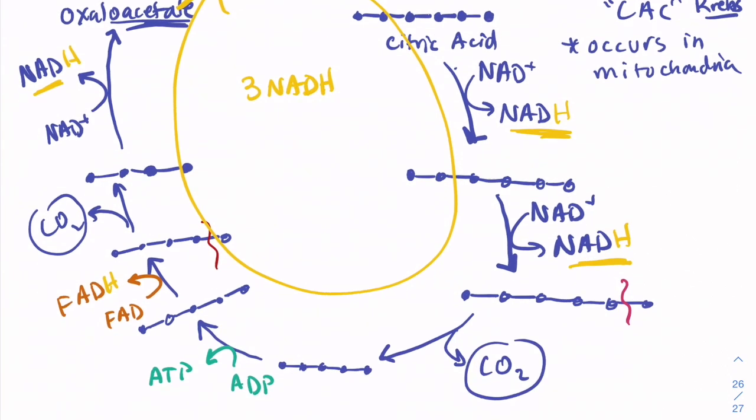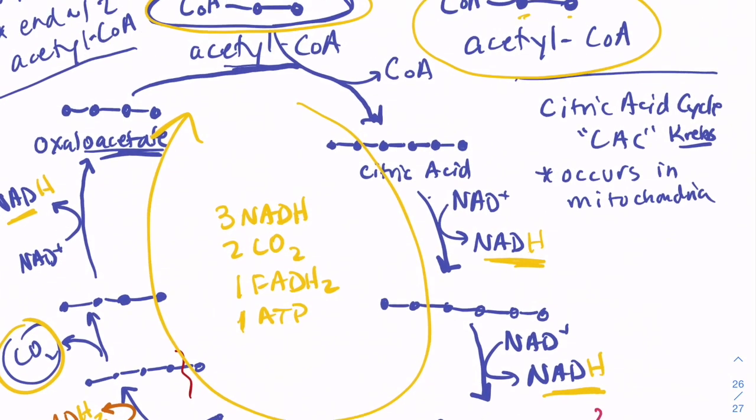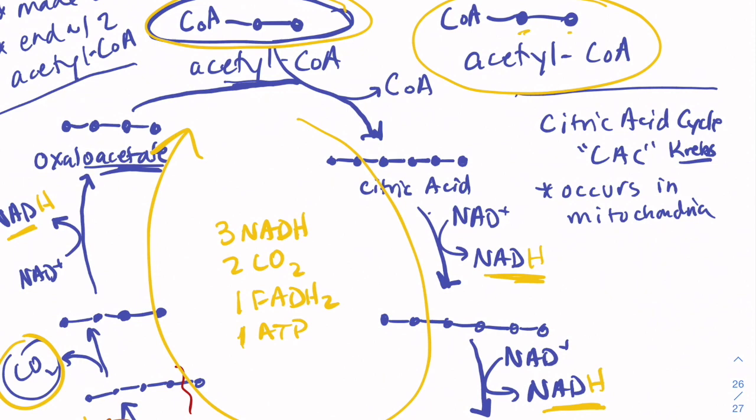We spit out 2 CO2 molecules. We got 1 FADH2. That's yummy for the cell. And we did get an ATP out of this, didn't we? So check that out: 1 ATP. But we need to double all these numbers, don't we? Because this acetyl-CoA went through the same thing too, right?